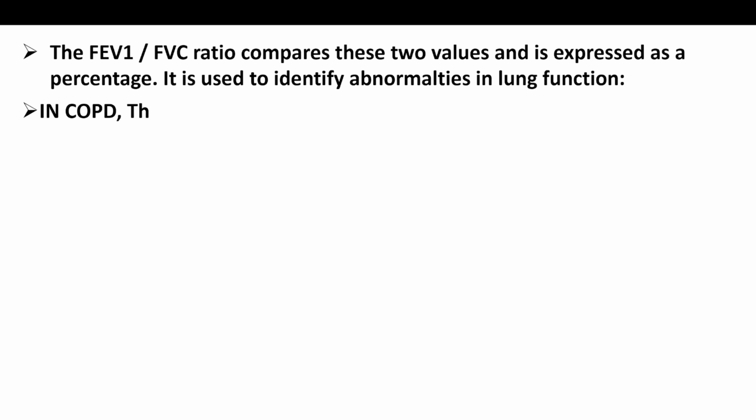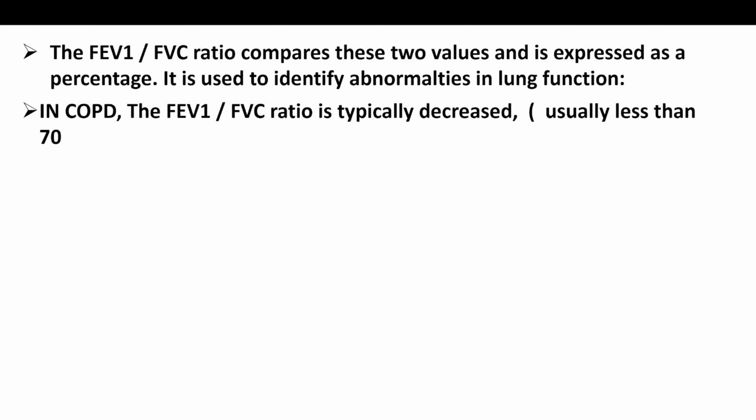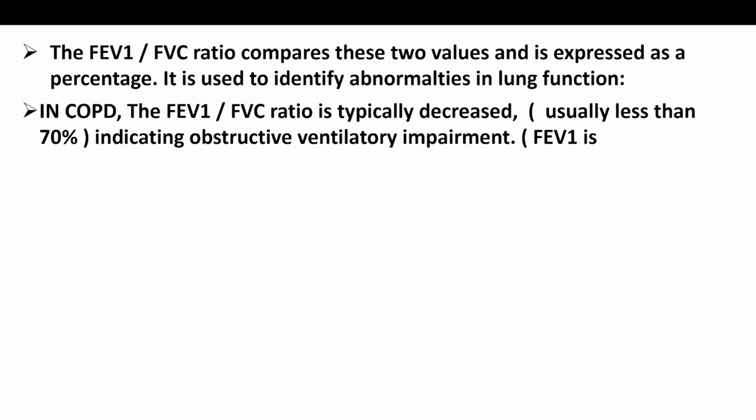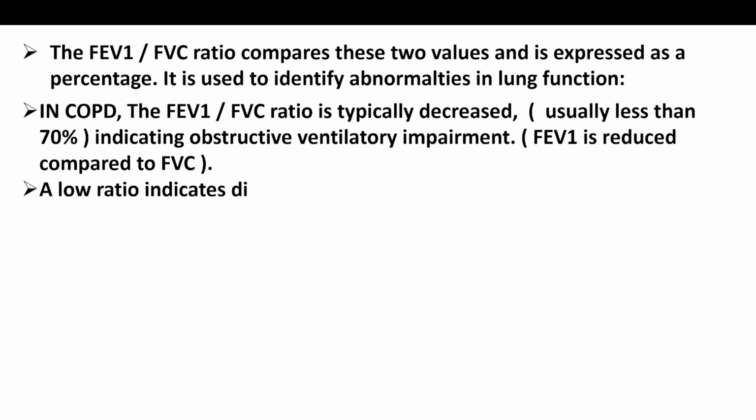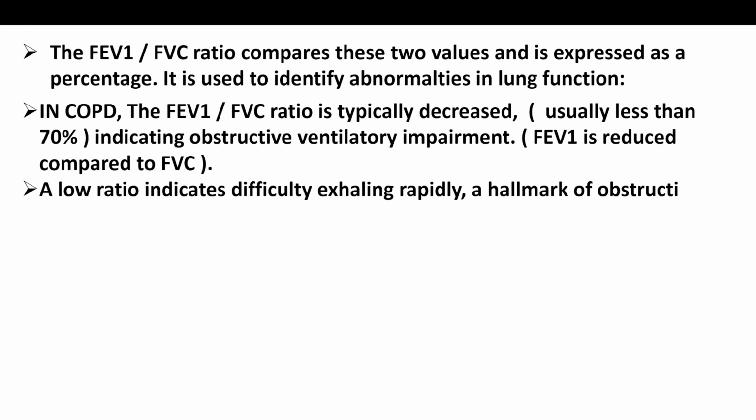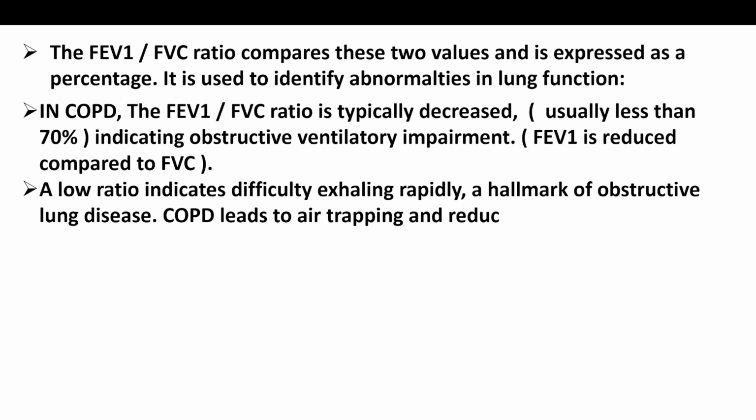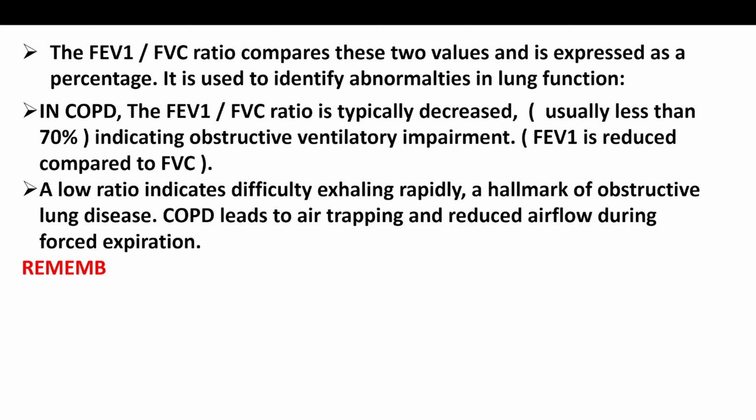In COPD, the FEV1/FVC ratio is typically decreased, usually less than 70%, indicating obstructive ventilatory impairment. FEV1 is reduced compared to FVC. A low ratio indicates difficulty exhaling rapidly, a hallmark of obstructive lung disease. COPD leads to air trapping and reduced airflow during forced expiration.